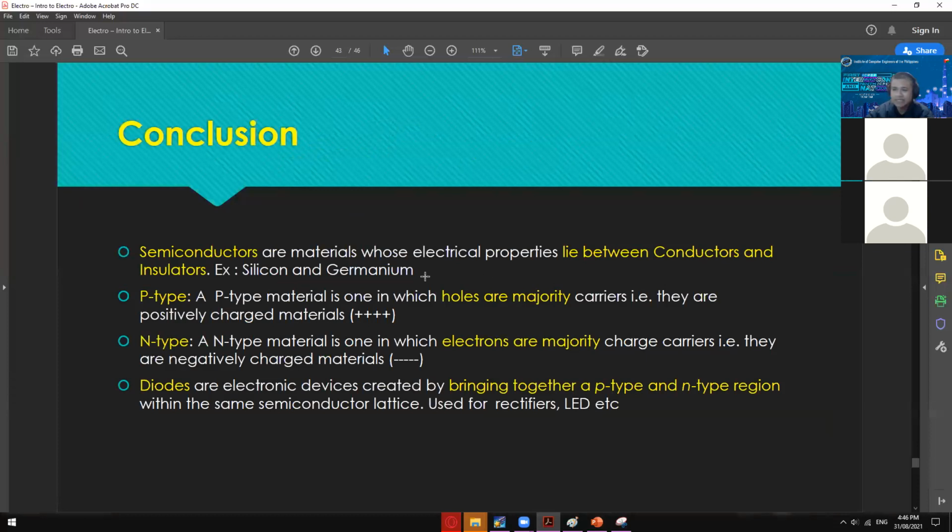And then lastly, the conclusion. Semiconductors are materials whose electrical properties lie between conductors and insulators. Most likely silicon lang yan. Iba naman germanium or gallium arsenide. So p-type, mas marami tayong holes, and then n-type, mas marami tayong electrons. Diodes are electronic devices created by bringing together a p-type and n-type region within the same semiconductor lattice, used for rectifiers or LED or any other components that you can come up with.